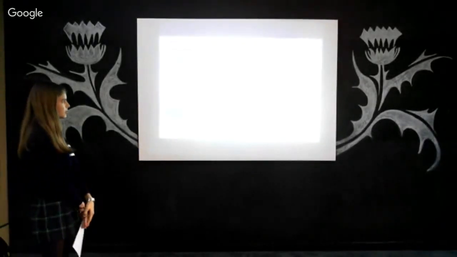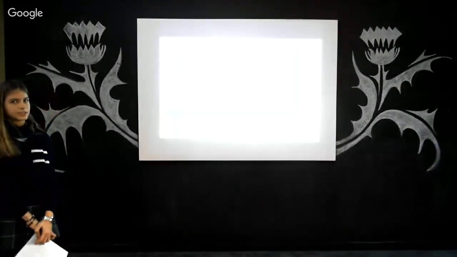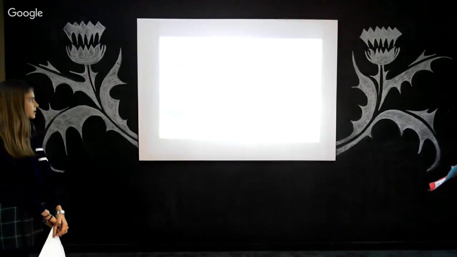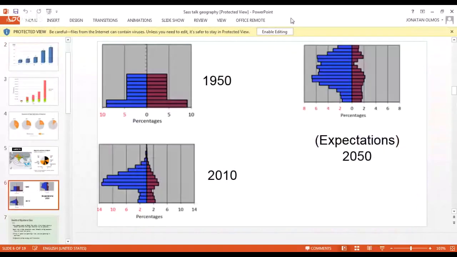Here we have three population and gender pyramids, one for 1950, one for 2010, and the third one for the expectation of 2050. So, here we can see that back in 1950, the population was quite gender balanced, but people didn't seem to make it past 50 years of age. Then, in 2010, we can see that the population has many more males than females, but people seem to live longer. And the expectations for 2050 are that there will be many more males than females, and that they will live longer.